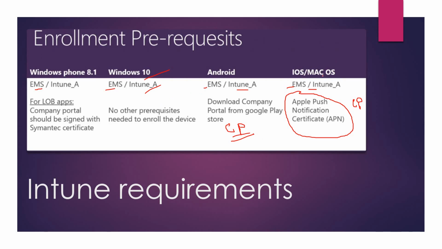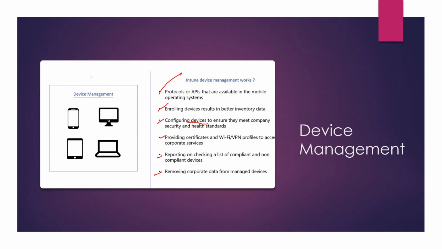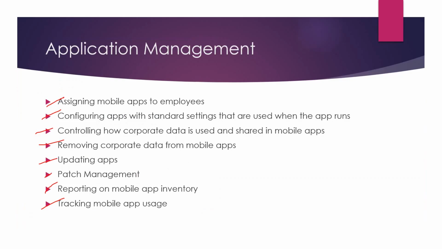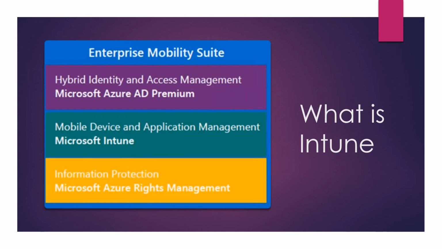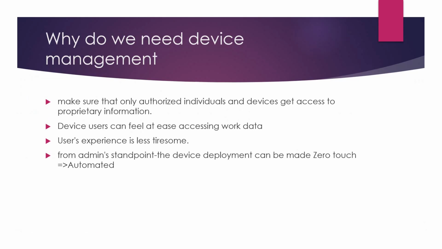If we have an Android or an iOS device, then we need to have the company portal application. In case of iOS or Mac, we need to set up an APNs certificate in the Intune portal. In case of Android, we don't. In each and every case, the end user needs to have an EMS license or an Intune Azure AD license.